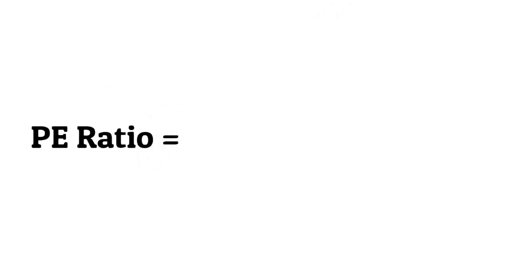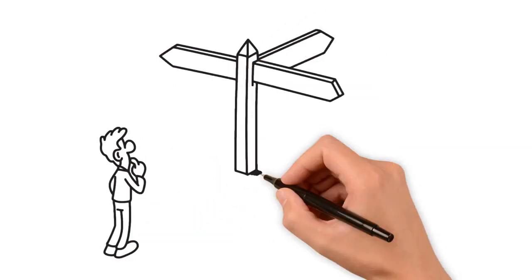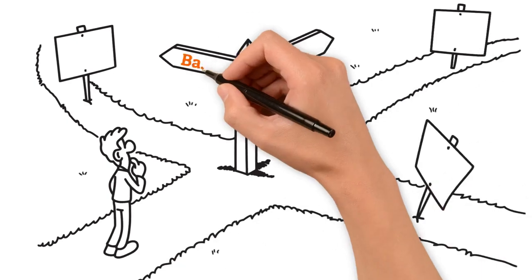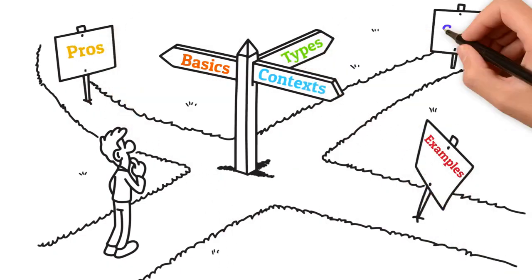This is the price-to-earnings ratio, or in a shorter way, PE ratio. After this video, you will know what the PE ratio tells investors about a company's valuation, how to interpret it in different contexts, types of PE ratios, easy examples, and pros and cons of this ratio.